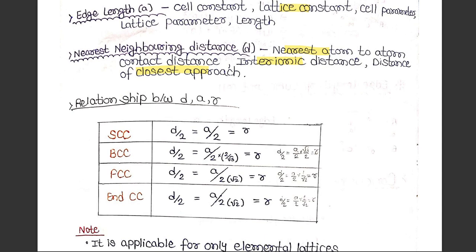So here is the relationship between d, a and r. d is the nearest neighboring distance, a is the edge length, and r is the radius of the particle. For simple cubic unit cell, d/2 = a/2 = r. For BCC, d/2 = (a/2)√3 = r. For face centered, d/2 = a/(2√2) = r. And for end centered, d/2 = a/(2√2) = r.